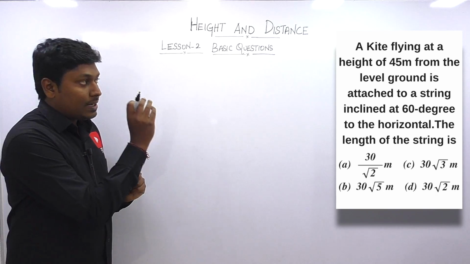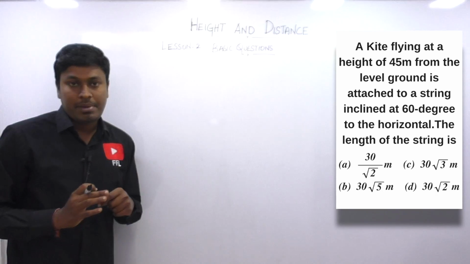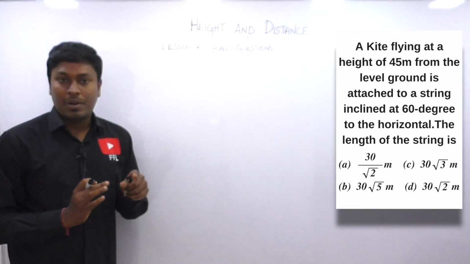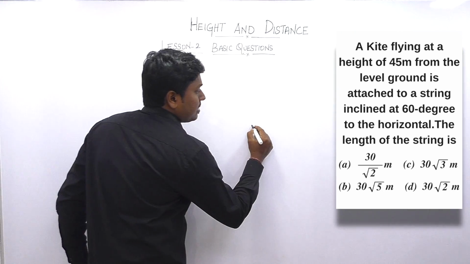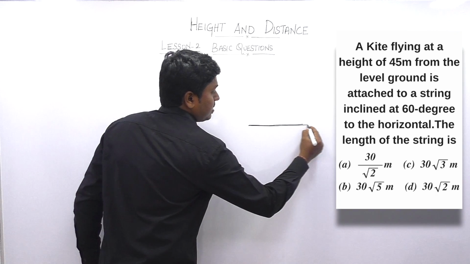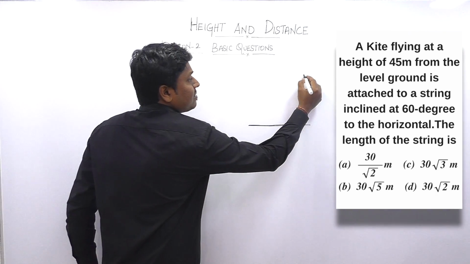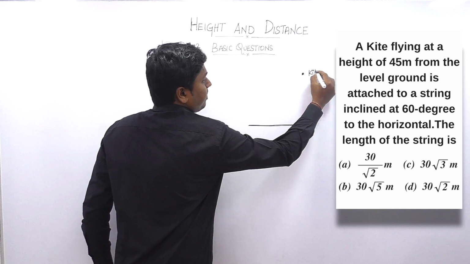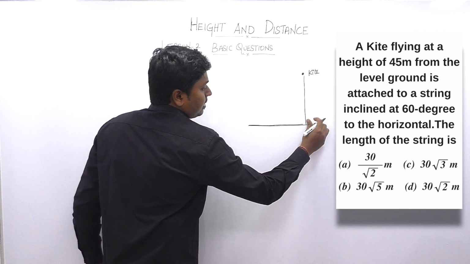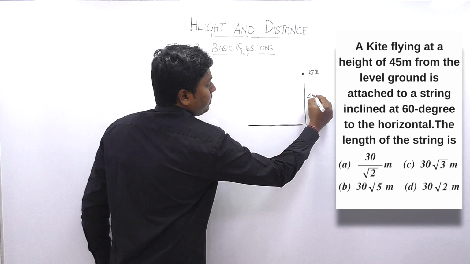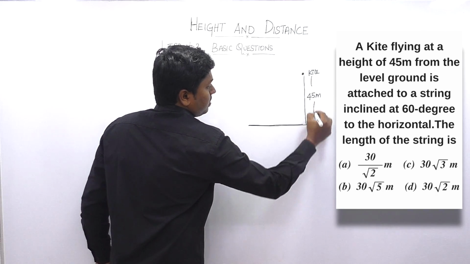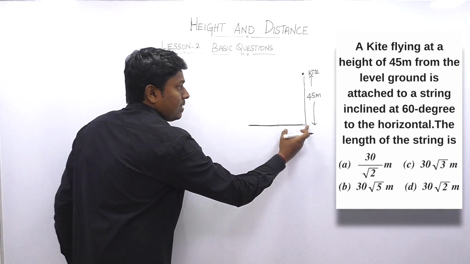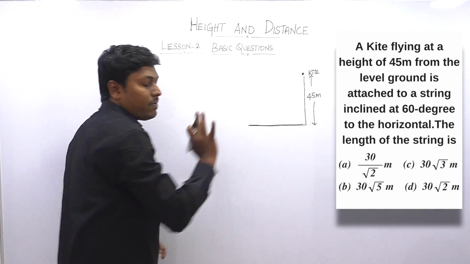Listen carefully. A kite flying at a height of 45 meter, right? A kite is flying at a height of 45 meter from the ground level. So let me do one thing. We can keep this as the ground level, right? So this will be the ground, and now the kite is flying at a height of 45 meter. Let me assume that this is the kite, and from the ground level the kite is flying at a height of 45 meter. So friends, understood? So this will be the ground level, and from the ground level the kite is flying at a height of 45 meter.